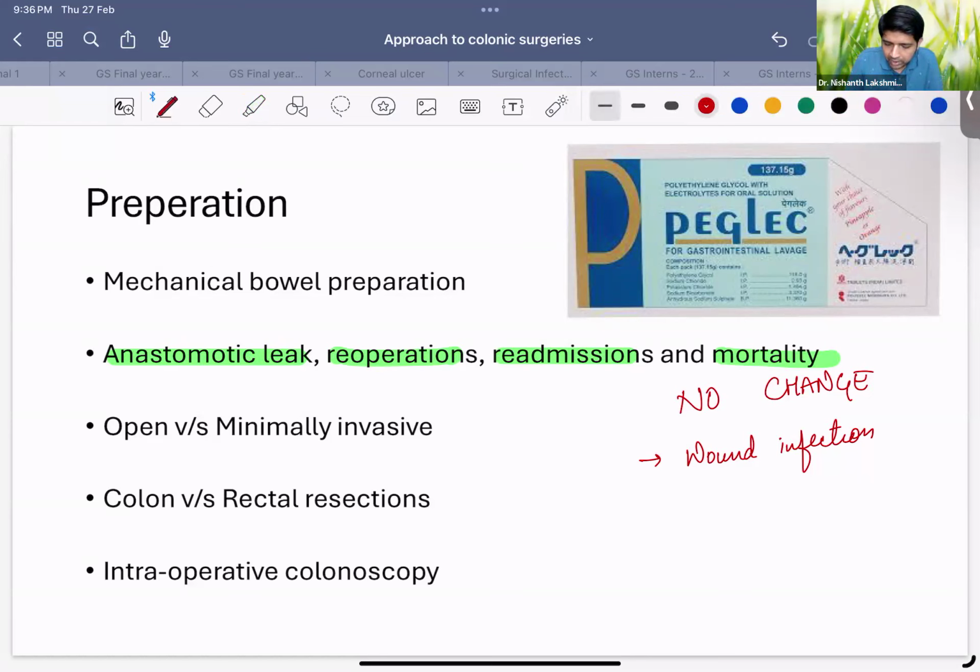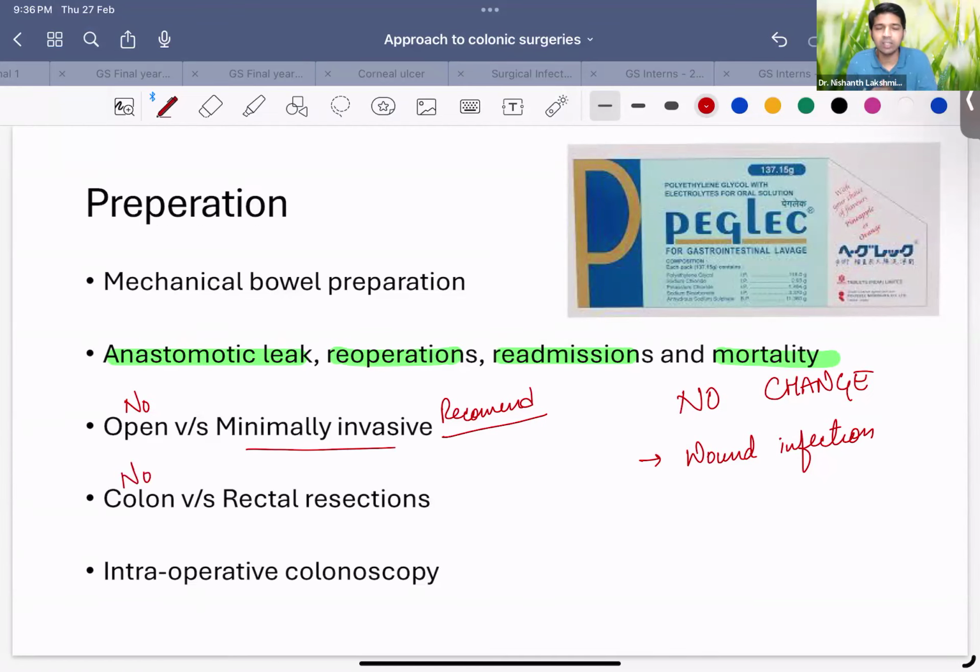Now let's look at the various guidelines or the various data available. They say for open surgery there is no change whether you do bowel preparation or not. With minimally invasive surgery, they recommend it, purely because you'll have to lift up the colon and move the colon. If it is loaded with feces, it becomes difficult to handle, and when you try to grasp the colon, there's a chance you can cause perforation. So that is why they recommend bowel preparation in minimally invasive surgeries, if you're doing lap or robotic.